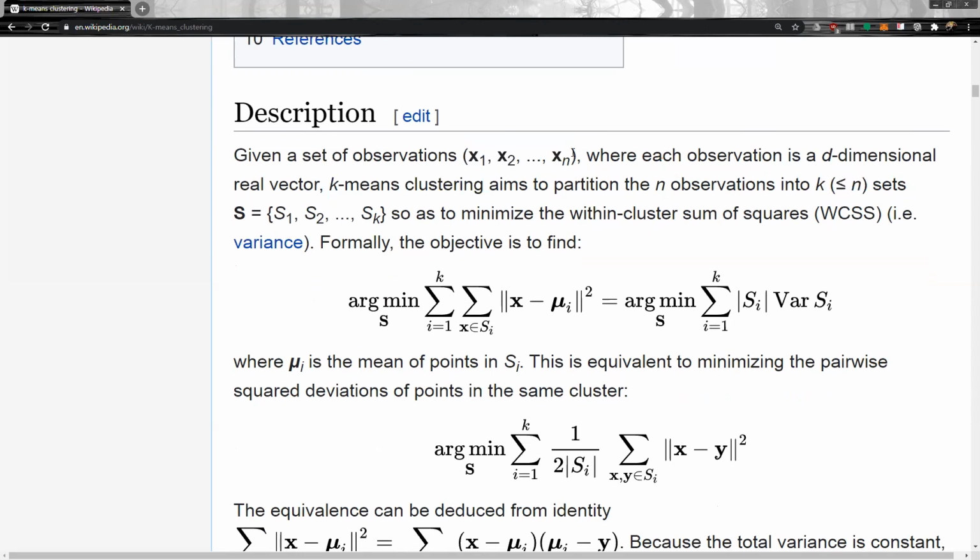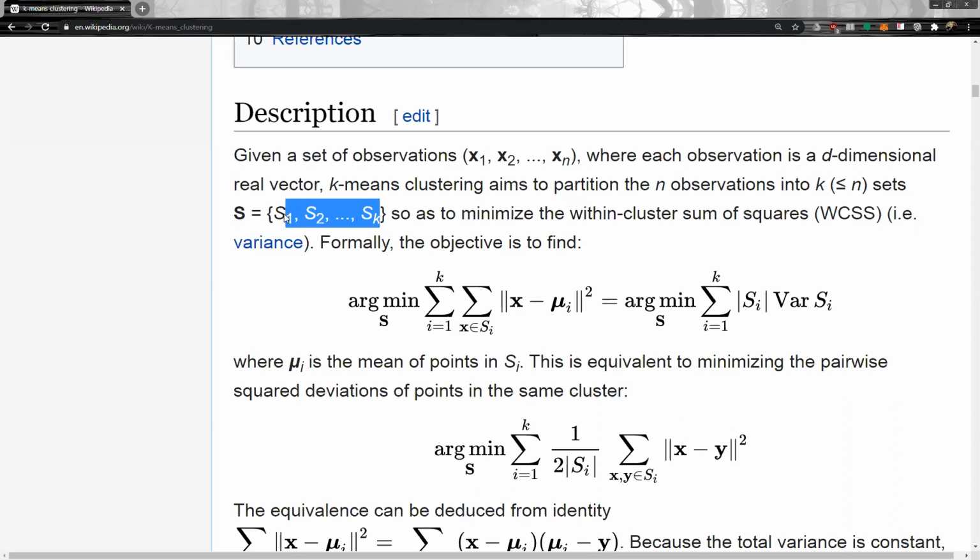So we are partitioning this data into K sets, and we will call this set big S, which is the collection of S1, S2, up to Sk. So S1, S2, Sk are each also sets, which form a partition of this data. And then the question is how we can define each of these sets, how we can partition this n number of data into K sets.